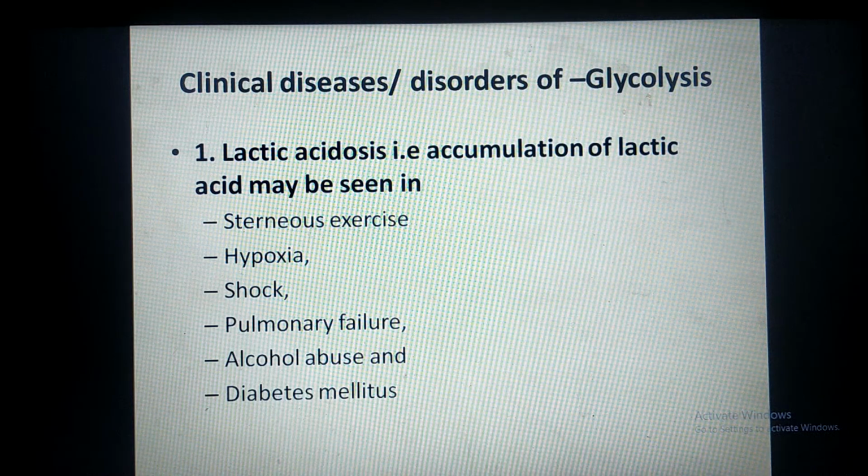The most common is lactic acidosis, means accumulation of lactic acid. It is generally seen in exercise. The reason is oxygen deficiency. Hypoxia means again the same, oxygen deficiency. In shock, there is circulatory failure, so again the tissues will get less oxygen. In case of pulmonary failure, there is difficulty in gaseous exchange. So again there is hypoxia or oxygen deficiency.